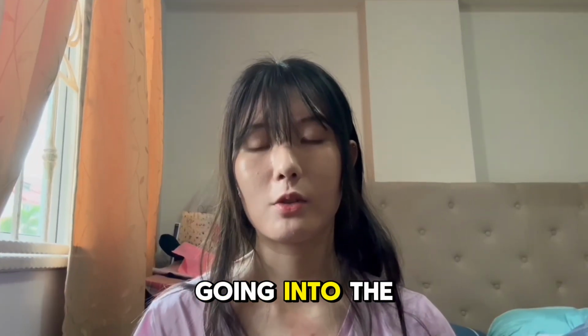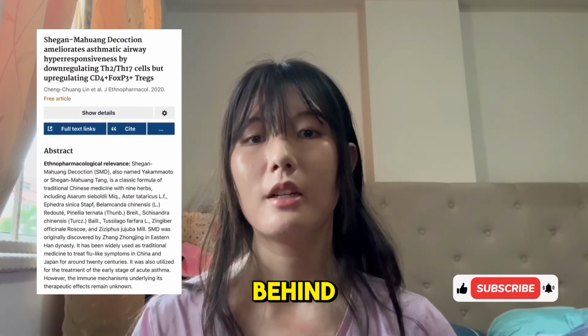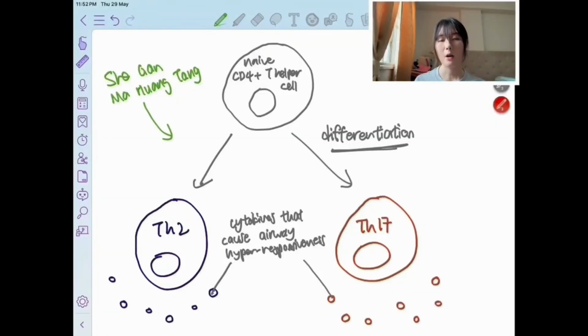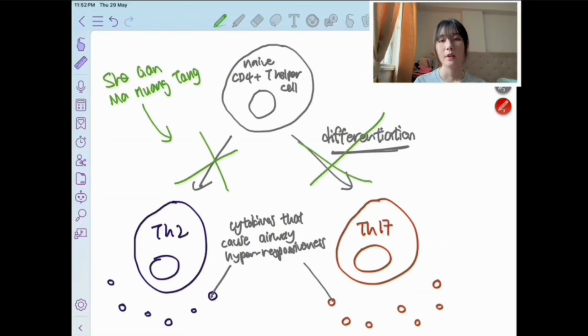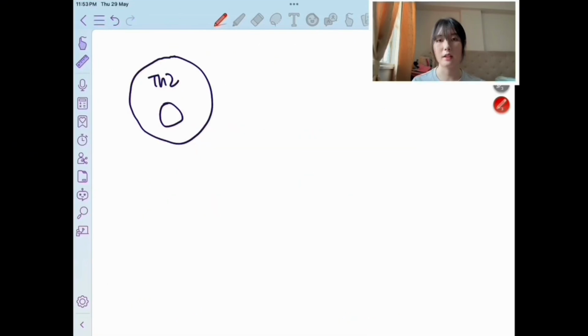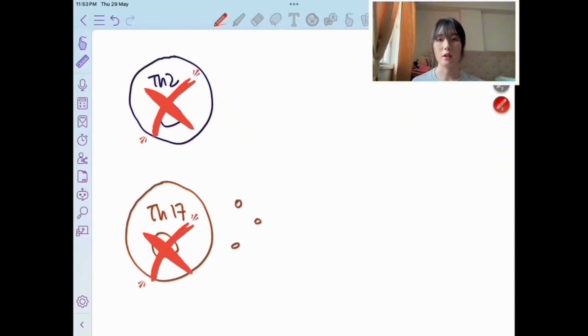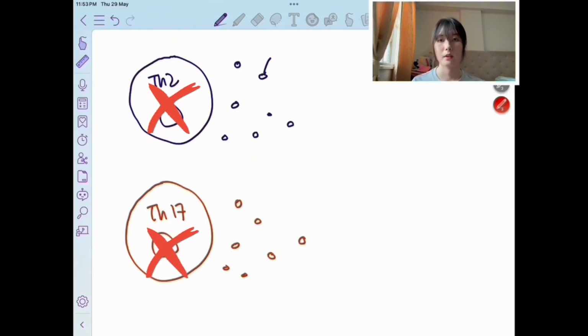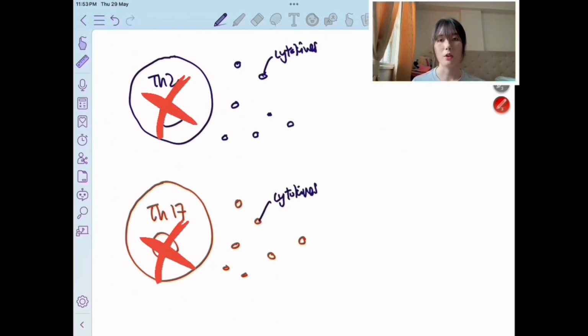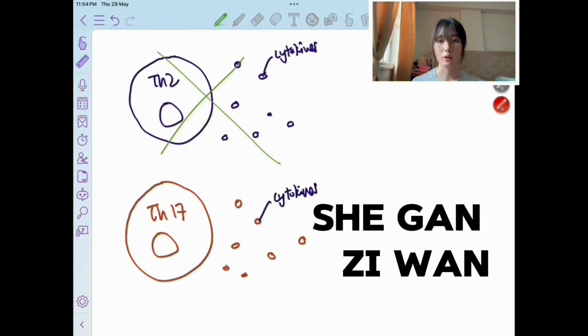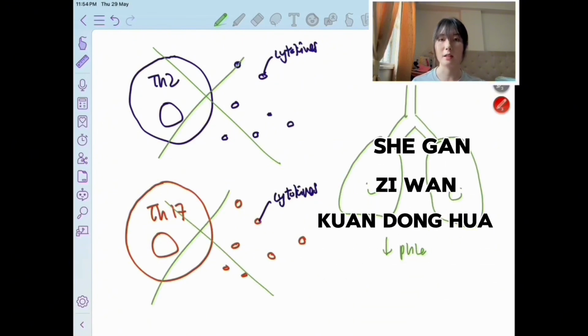Now I will be going into the biomedical research behind Ma Huang Tang and its herbs. So how does Ma Huang Tang do its job exactly? It prevents naive T helper cells from becoming Th2 and Th17 cells. In this way, Ma Huang Tang is able to prevent the release of inflammatory cytokines that would otherwise contribute to asthma. My hypothesis is that the three herbs in Ma Huang Tang, which are 射干, 紫菀, and 款冬花, are the ones behind this key mechanism.